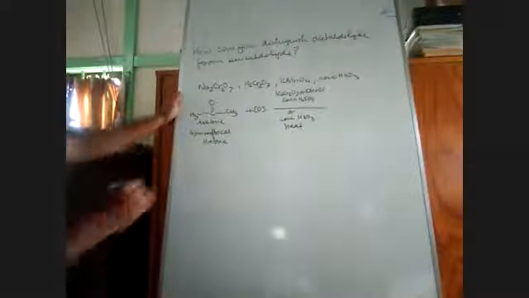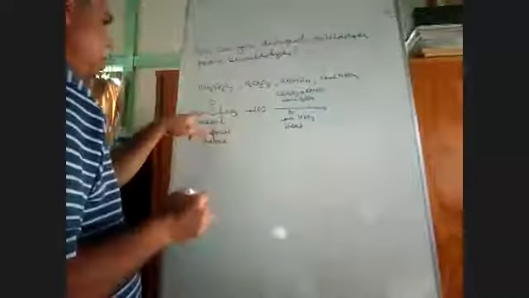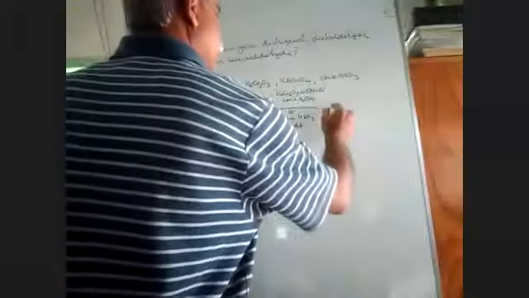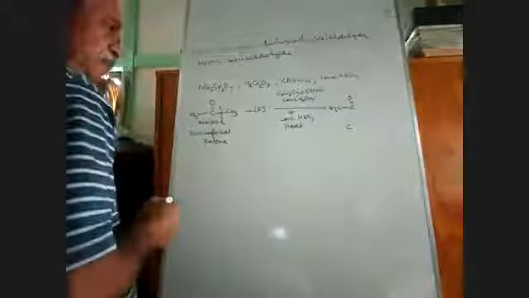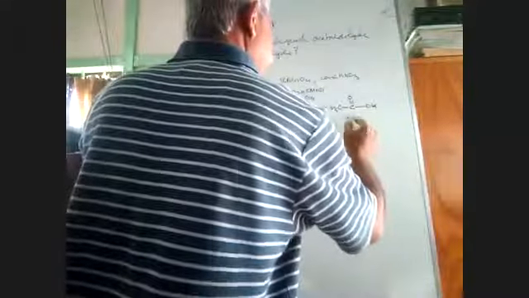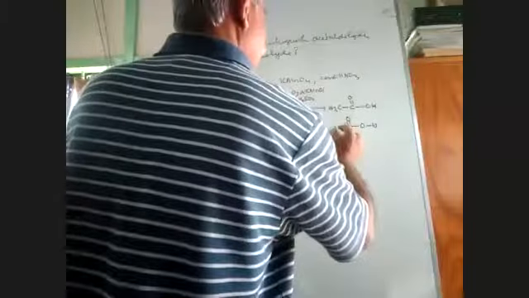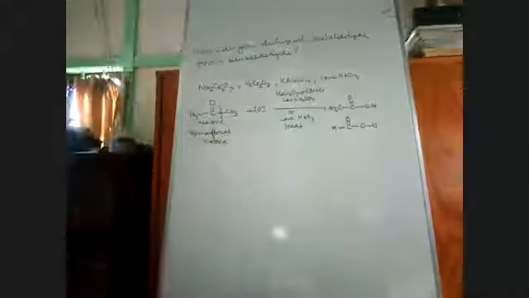This will break and each part will get oxidized. So it will be CH3, plus I'll write here this. This will be oxidized to carboxylic acid. This will be oxidized to carboxylic acid. Let me write here OH. Then what is left out? Hydrogen. So you get a mixture of acetic acid and formic acid.